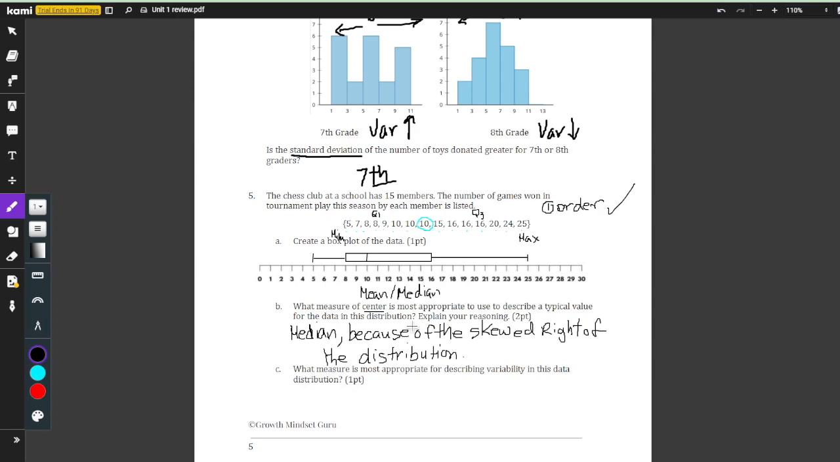Then what measure is appropriate for describing the variability? In this case, it doesn't say explain. See, the keyword is explain your reasoning. That's why we had to write it in complete sentences. Here we don't. One word answer. What is appropriate for variability?